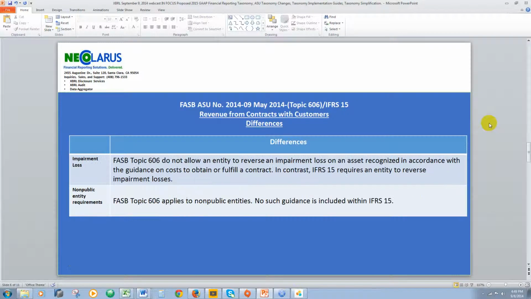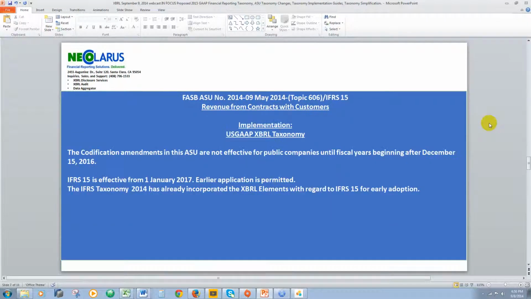And then there are a few differences for impairment loss. So FASB topic 606 does not allow an entity to reverse an impairment loss. However, IFRS 15 requires an entity to reverse impairment losses. And then about the applicability for non-public entities. So FASB topic 606 applies to non-public entities. However, there is no such guidance included within IFRS 15. So those are the few differences for the standard between the sides, that is ISB and FASB. So this is the implementation date.